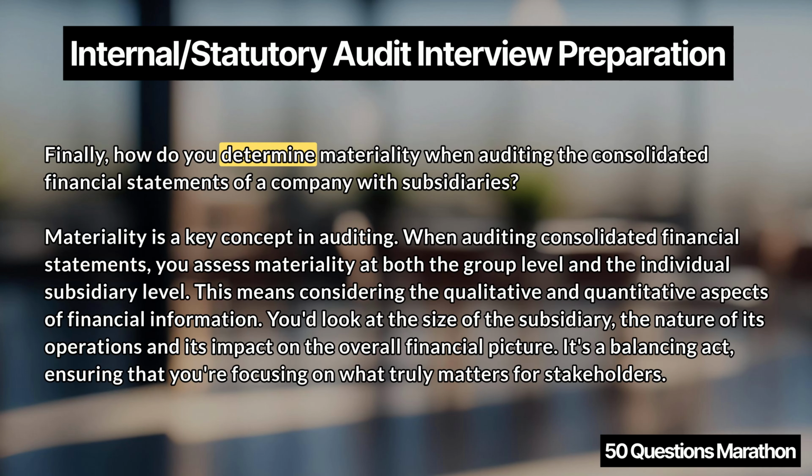Finally, how do you determine materiality when auditing the consolidated financial statements of a company with subsidiaries? Materiality is a key concept in auditing. When auditing consolidated financial statements, you assess materiality at both the group level and the individual subsidiary level. This means considering the qualitative and quantitative aspects of financial information. You'd look at the size of the subsidiary, the nature of its operations, and its impact on the overall financial picture. It's a balancing act, ensuring that you're focusing on what truly matters for stakeholders.